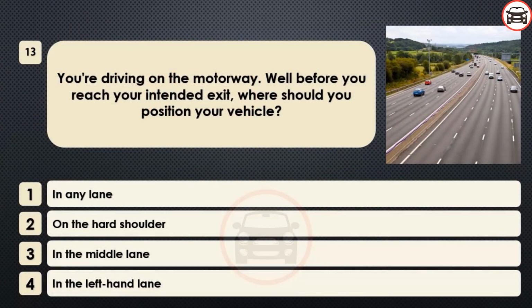You're driving on the motorway. Before you reach your intended exit, where should you position your vehicle? 1. In any lane. 2. On the hard shoulder. 3. In the middle lane. 4. In the left-hand lane.